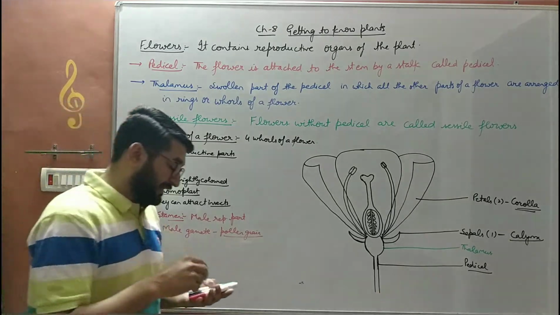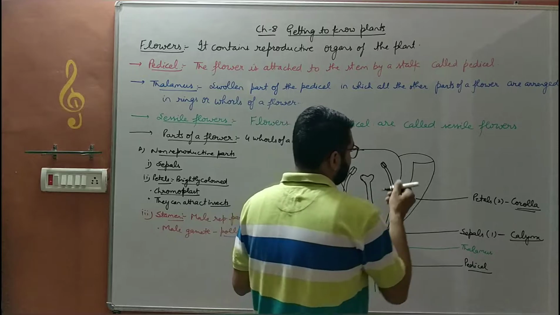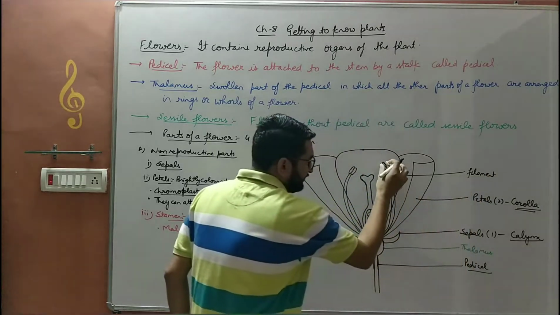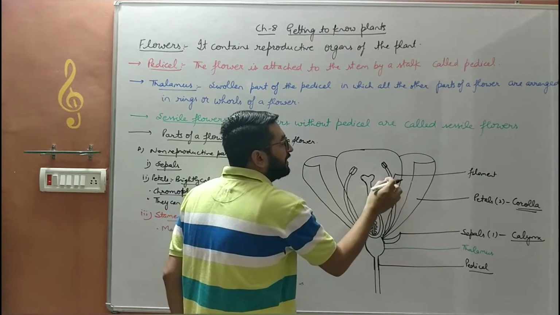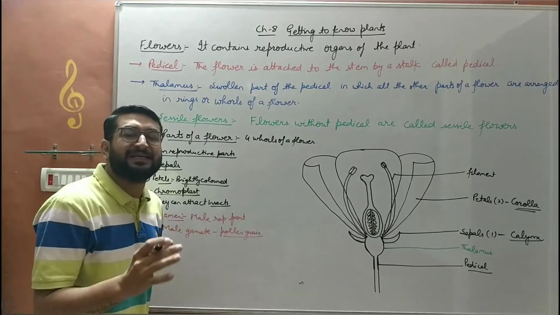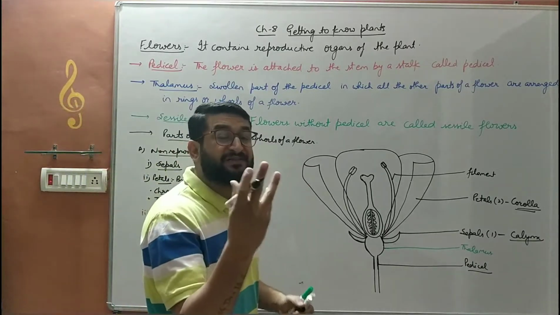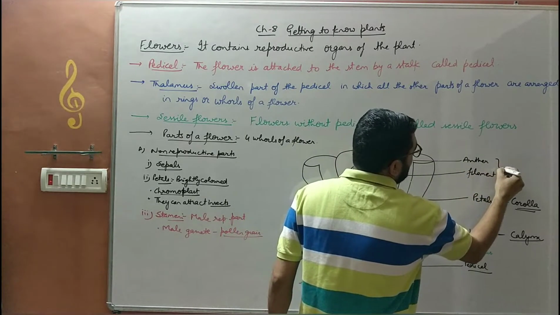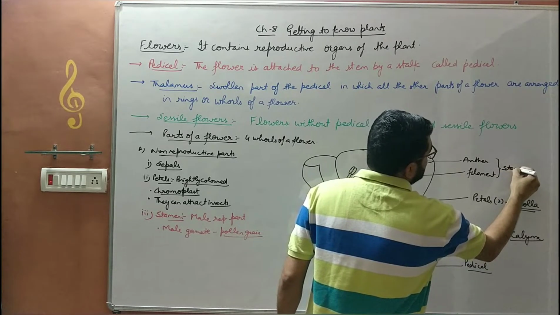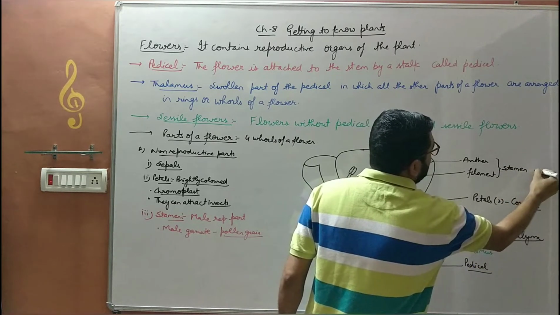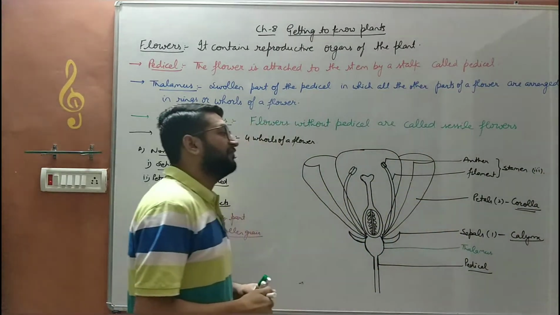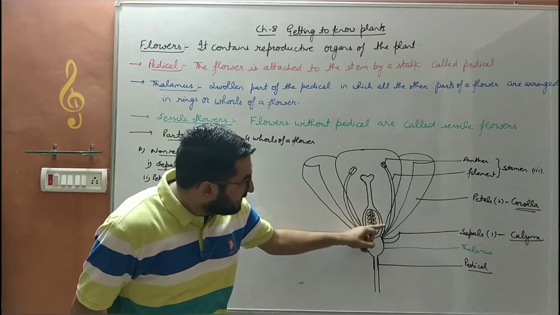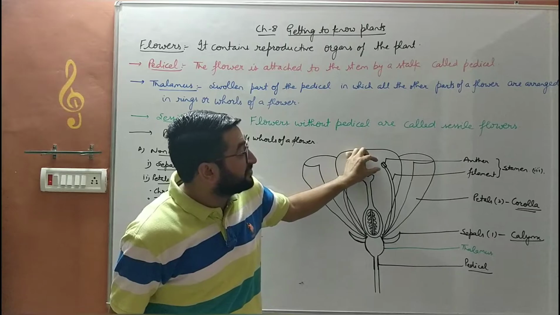This stamen has two parts. Look at it. The first is the stalk-like structure, filament. ये डंडे जैसी जो structure है, this is stalk-like structure, on which a swollen structure is present named as anther. And these two combine together to form stamen, the male reproductive part and the third whorl of a flower. ये जो stalk like structure है बच्चे, this is filament and it has a swollen structure which is anther.